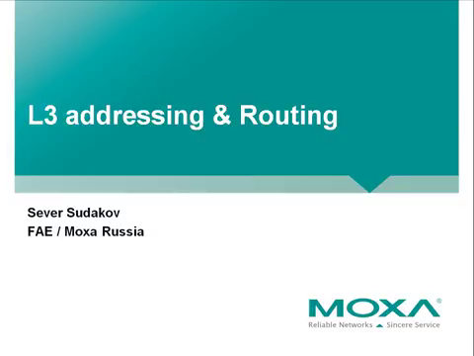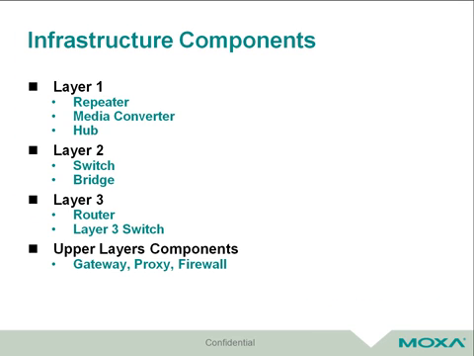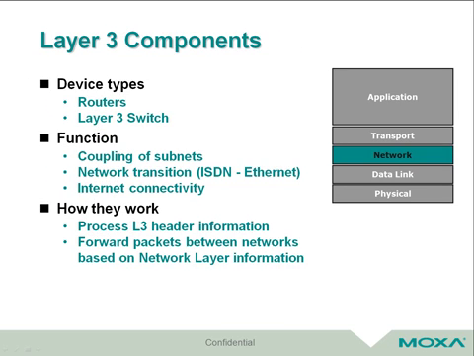This presentation introduces Layer 3 addressing concepts and routing. In the previous sessions, we have covered Layer 1 hub device and Layer 2 switch. Now it's time to move to Layer 3. The main function of Layer 3 network components is to interconnect local networks. This includes communication between different network types and internet connectivity. The operation logic is based on the Layer 3 header processing.